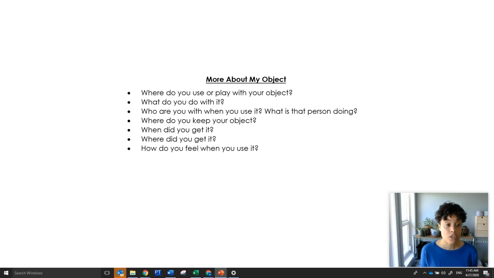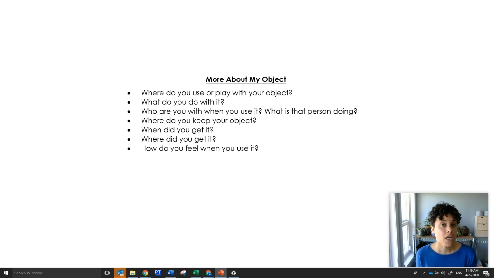How do you feel when you use it? Are you calm? When I read Winnie the Pooh, I feel pretty calm, but it's also funny. There are times that it's funny, so it also puts me in the yellow sometimes. How do you feel when you use or look at your object?